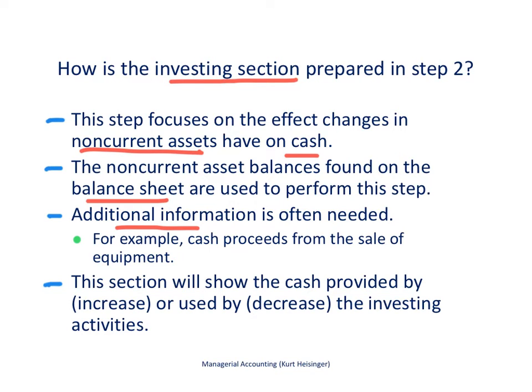We're going to have to go find, for example, cash proceeds from the sale of equipment, and that's not something that's going to be specifically on the balance sheet. So we have to go to the accounting records to get that information. And in a textbook setting, you'd have to be provided with that information. This section then will show the cash either provided by, meaning it's going up, or used by, meaning it's going down, the investing activities.